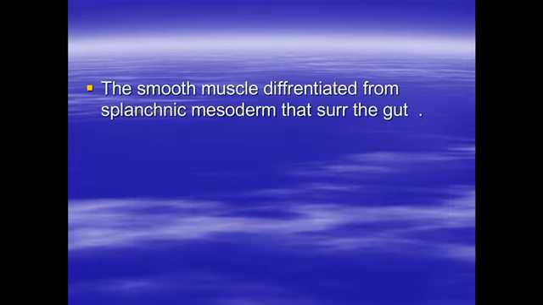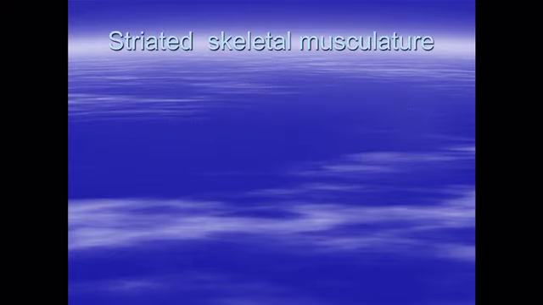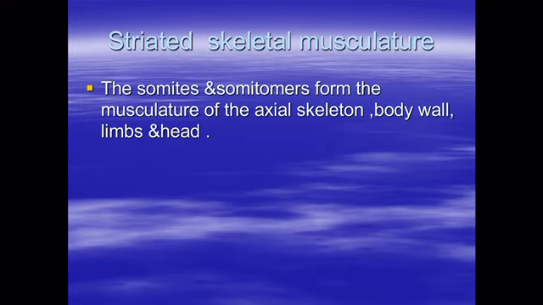The smooth muscle differentiates from the splanchnic mesoderm that surrounds the gut. Cardiac muscle is derived from the splanchnic mesoderm that surrounds the heart tube. Striated skeletal muscle, which are the muscles that form in the upper and the lower or the musculoskeletal system. The somites and somitomeres form the musculature of the axial skeleton, body wall, limbs and the head.